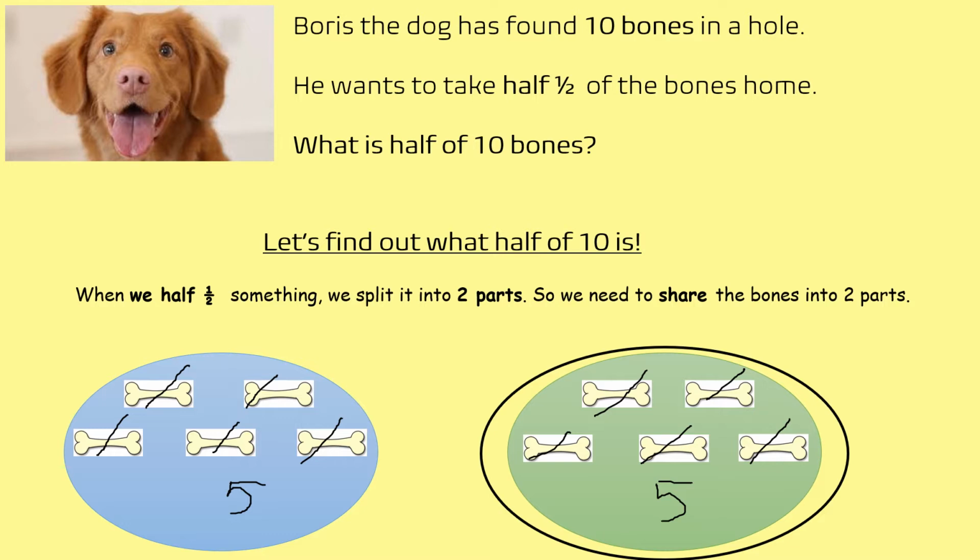Now that is, I've just circled one half. So one half, this is what Boris wants to take home. So he didn't want to take home 10, so we shared the 10 into 2 parts. We shared the 10 bones into half. We halved the 10 bones, and I've circled one half. So how many bones is Boris taking home? Yes, he's taking home 5 bones. So half of the 10 bones, he's taking home 5 bones.